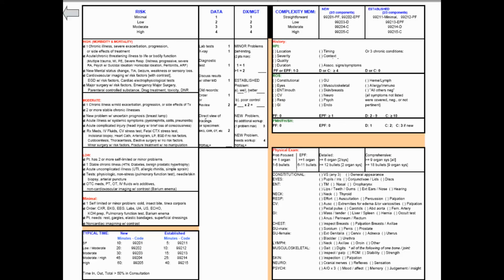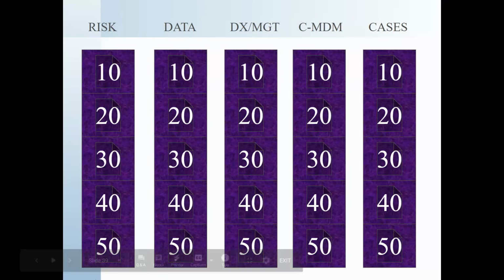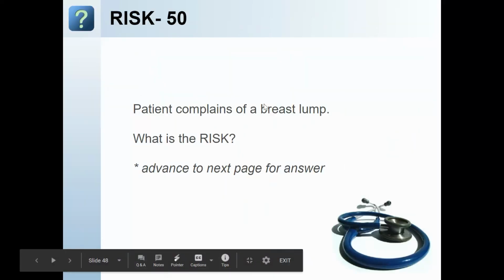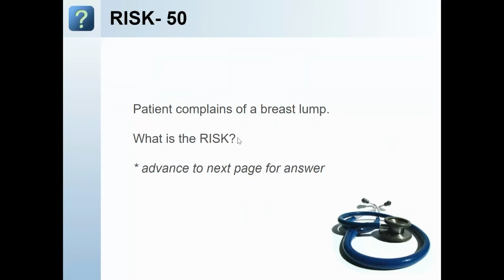Because many times people will come in to see you in the doctor's office and you don't have the answer. And if it's a new problem and the prognosis is uncertain, and you put it in your note, again, another example of moderate risk. So here we go. The patient complains of a breast lump. What is the level of risk?